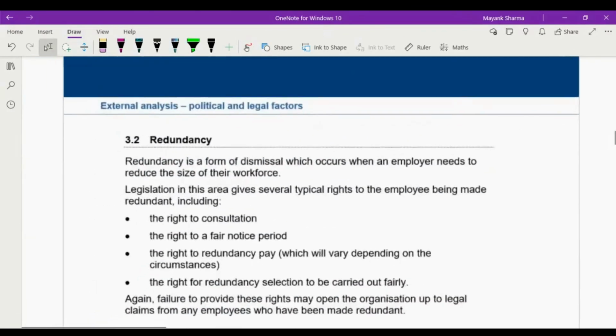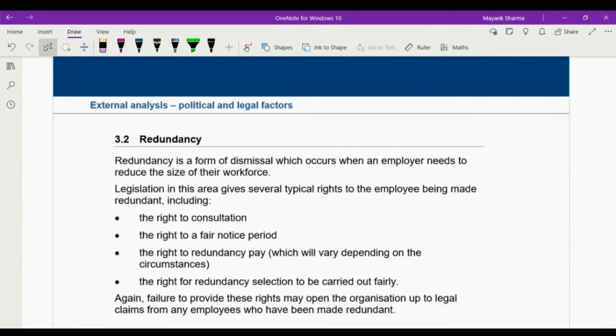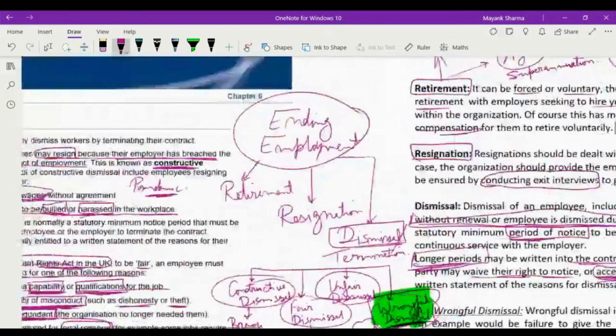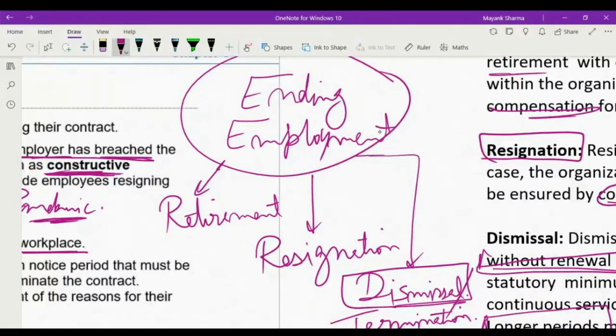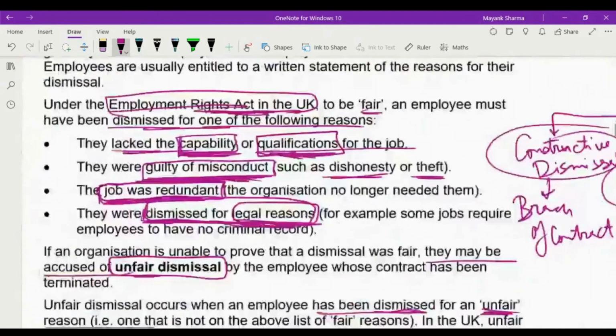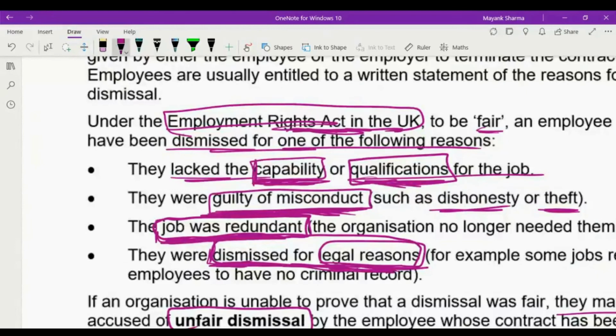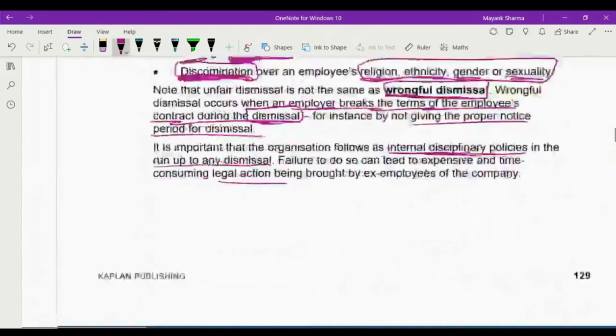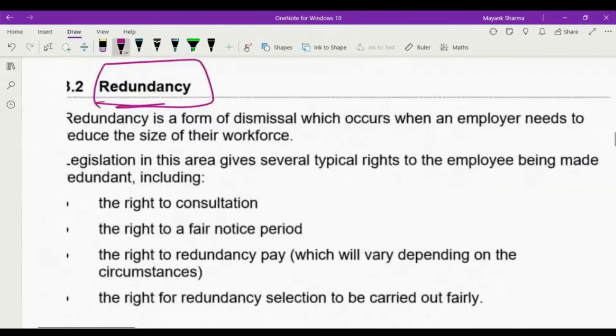The last way to end an employment is redundancy. Again, this is also a kind of dismissal, but we'll categorize it differently. So ending the employment could be done through retirement, through resignation, through dismissal, and the last thing is redundancy. You can see that redundancy is one of the grounds of fair dismissal, job was redundant, but it is discussed separately because it is a topic worth paying attention to.